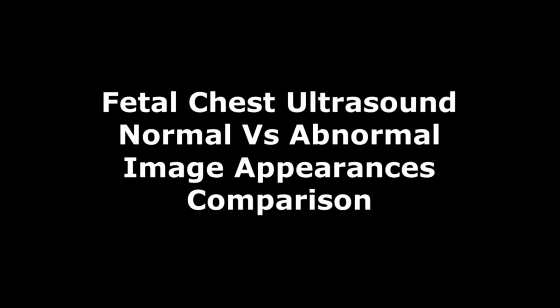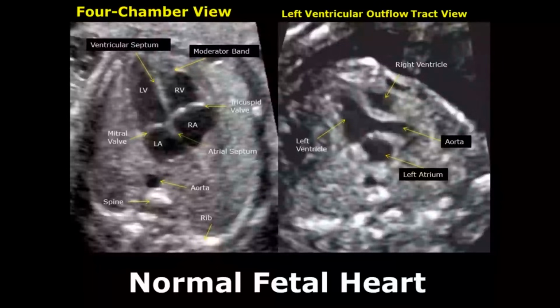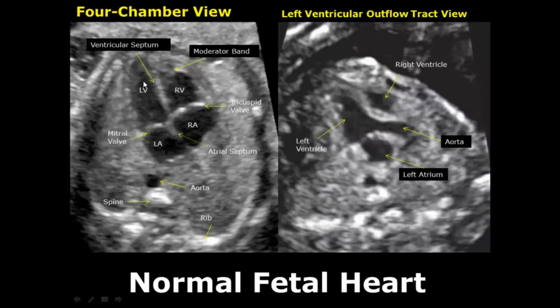Today we will discuss fetal chest ultrasound cases. Firstly, we will study the fetal heart, and the best view to completely see the heart is the 4-chamber view, in which we can see all 4 chambers and the valves as well, and also the interventricular septum and the atrial septum, and also the foramen ovale.